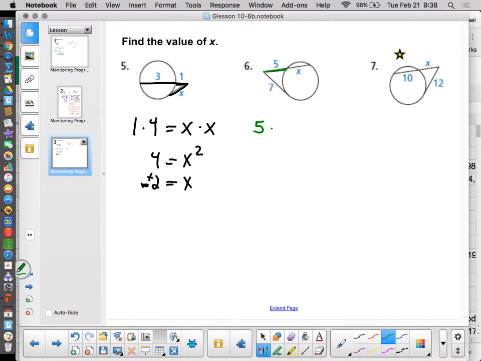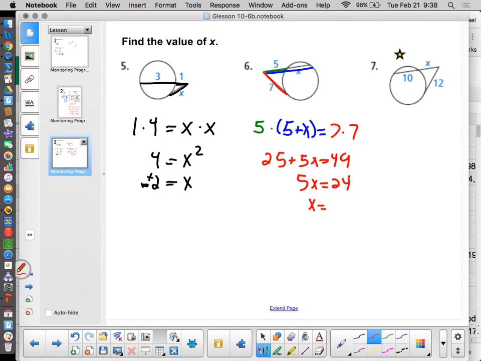For this one, it's 5 times the whole thing, 5 plus x, equals 7 times, oh gosh, it's a tangent, so it's times itself. So that's 25 plus 5x equals 49. So 5x equals 24, so x equals 24 fifths.